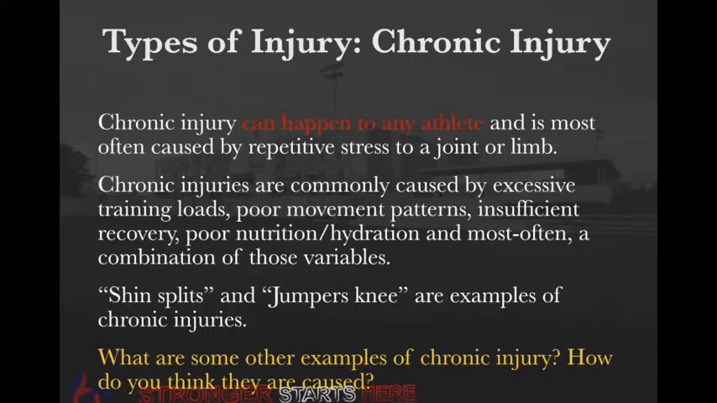So chronic injury is not caused by one immediate circumstance like a car accident or a fall, but by a repetitive stress, usually a repetitive sport-specific motion in our case. So things like shin splints or jumper's knee, those are both great examples of chronic injury. And at this point, you might want to start to consider some of the chronic injuries that pertain to athletes in the sport that you play.